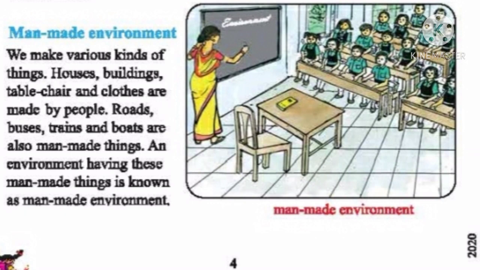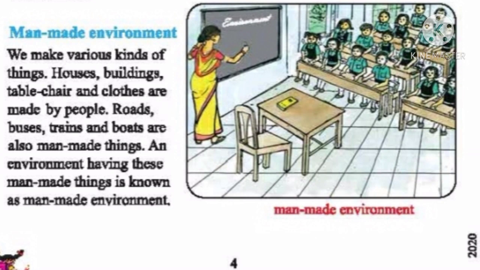Now you can see here a picture of man-made environment. This is a classroom. You can see here different types of elements of man-made environment. Blackboard, table, chair, benches, book. Yes, these all are the examples of man-made environment.